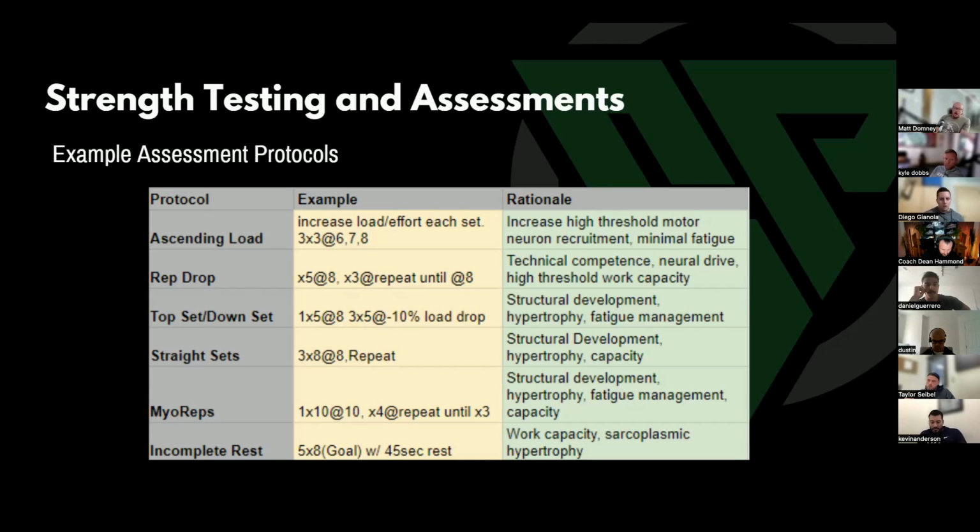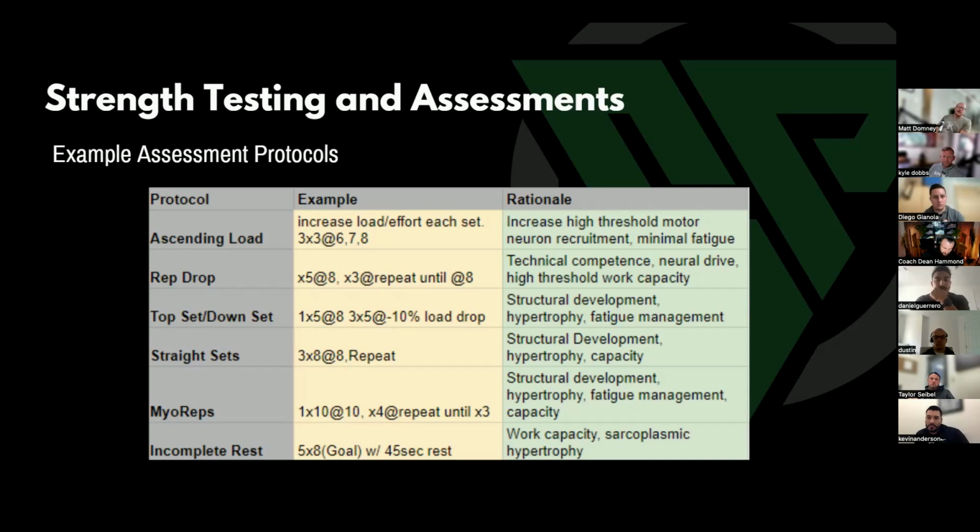Myo reps are awesome. They're super fun. You do a set of 10 at RPE 10 and then repeat that load for sets of 4, and you repeat that work until you fail to get 4 reps, right? If you end up getting 1 set of 4, that's great. If you get 12 sets of 4, you probably have to go a little heavier the following week. This is a good one for structural development, general hypertrophy, and fatigue management, because it's an oscillating amount of work done week to week, and general work capacity.